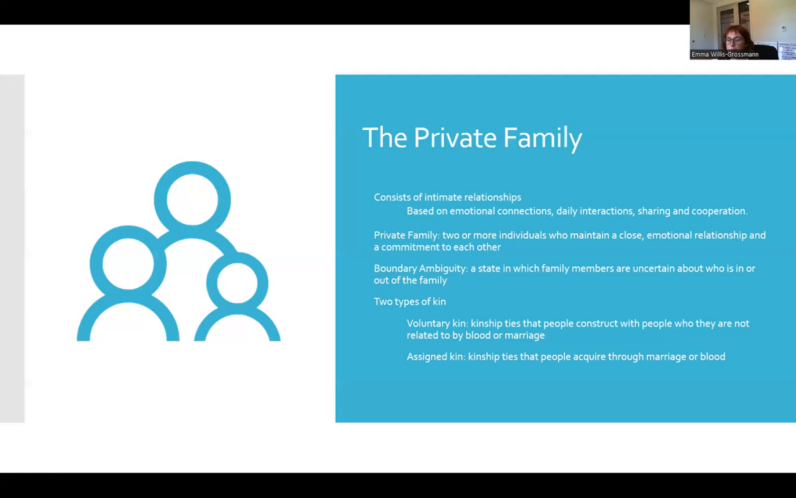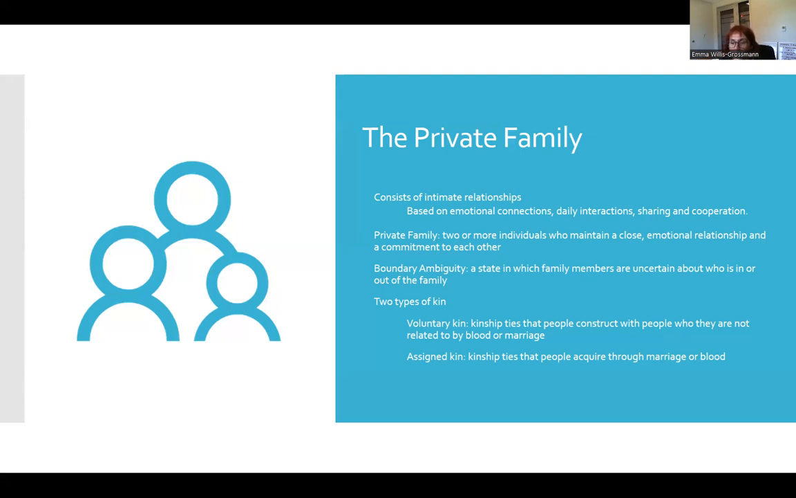Family can also refer to broader kinship ties, such as relationships with sisters, uncles, close family members, friends, and cousins. So the usual definition for kin is the people who are related to you by descent or by marriage. However, this definition has expanded to include two types of kin. So that's voluntary kin and assigned kin. So voluntary kin is kinship ties that people construct with people who they are not related to by blood or by marriage. And then assigned kin is kinship ties that people more or less acquire through marriage or blood.